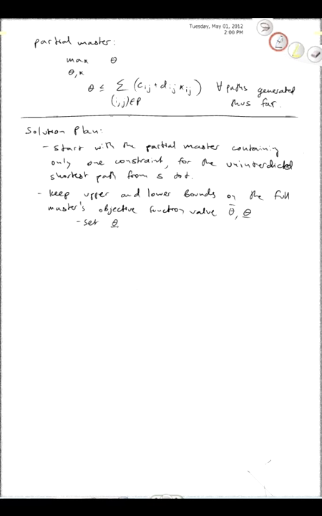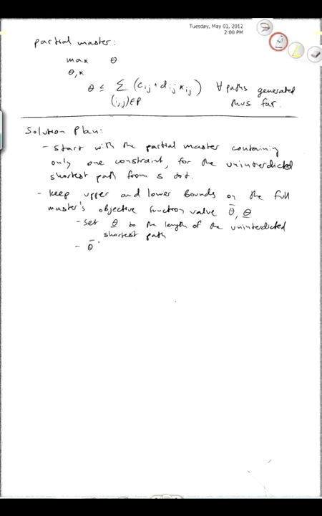So the full master is looking for the best interdiction plan, but we know that even without any interdiction, we're forcing the shortest path player to at least do some work to get from S to T. So this lower bound we can set to the length of the uninterdicted shortest path. And that's because regardless of what we do, we know that the shortest path player has to do at least that much work to get from S to T. So that's a lower bound on theta.